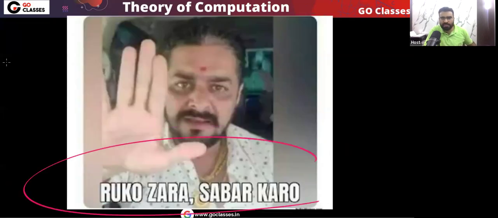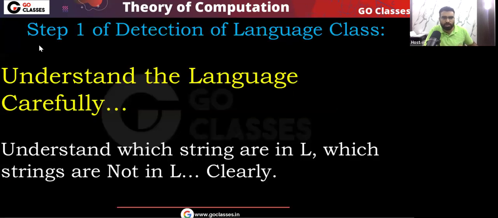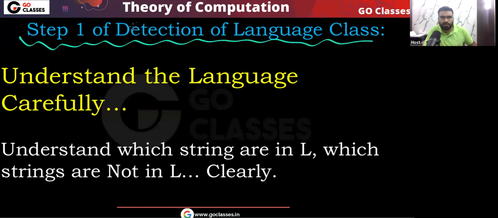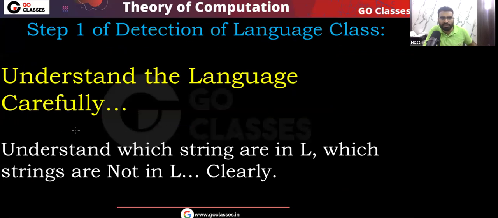Just wait. What is the hurry? So you understand the language. I told you this was step one in the detection of the language class. If you remember, step one is to understand the language carefully: which strings belong to the language, and which strings do not belong to the language. First you understand the language.